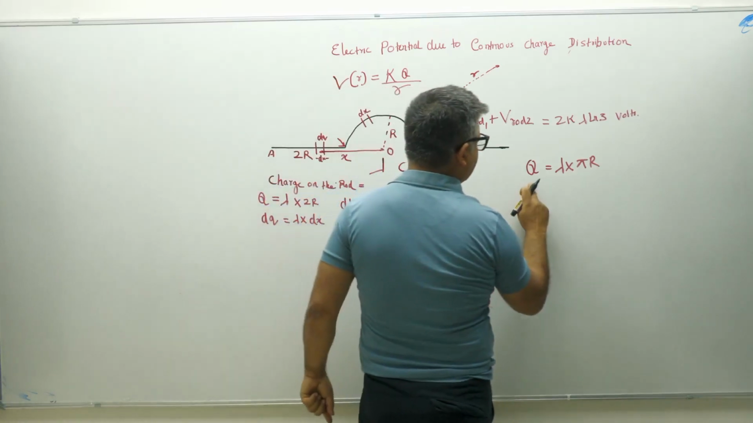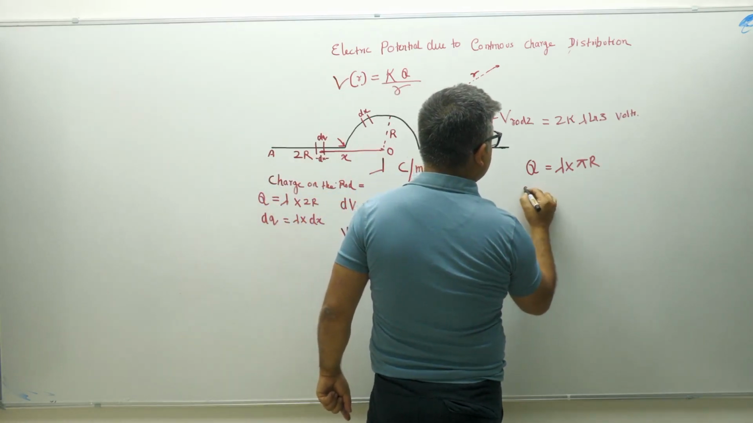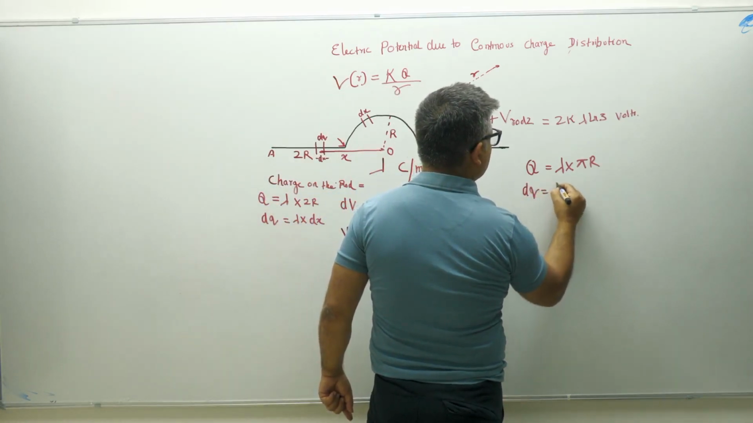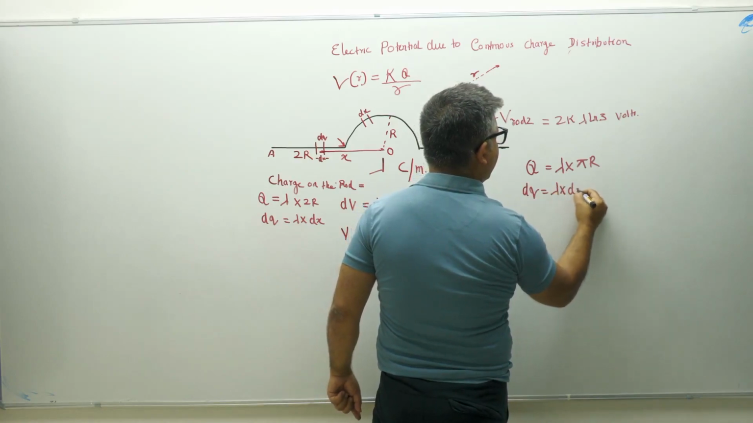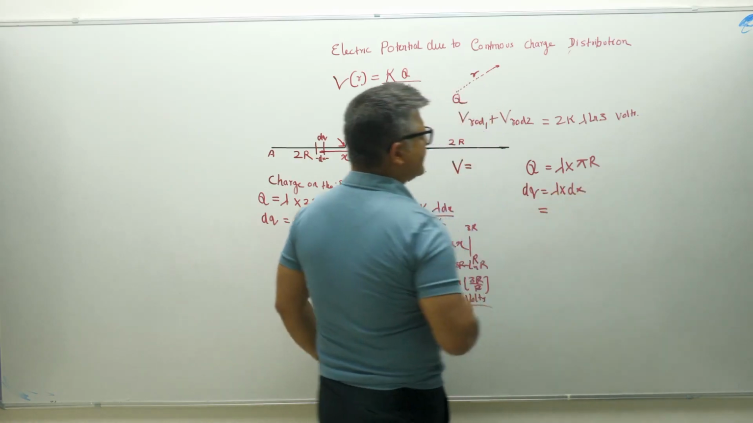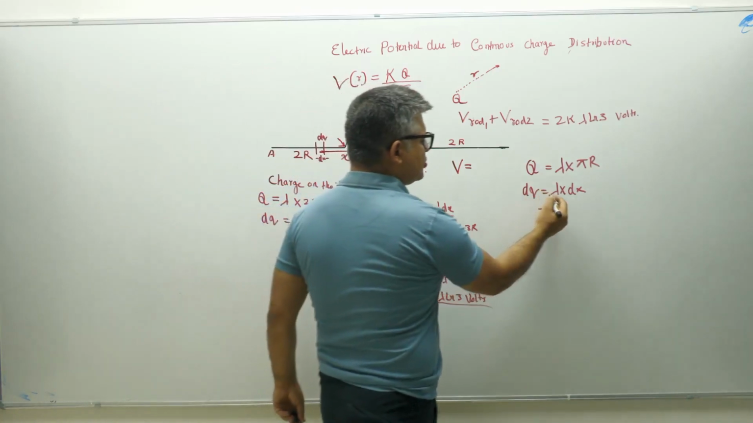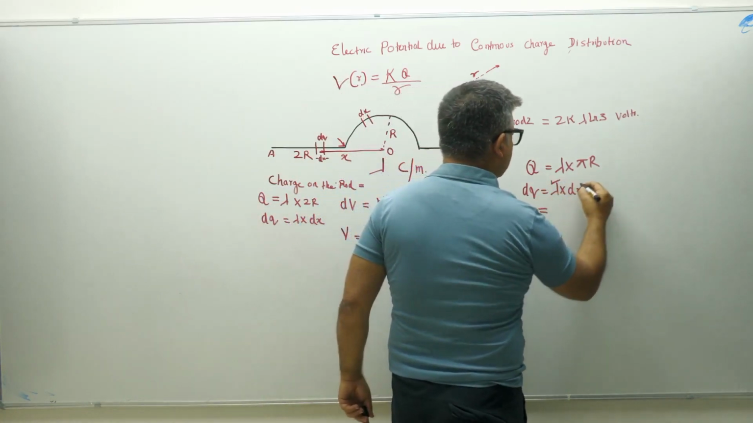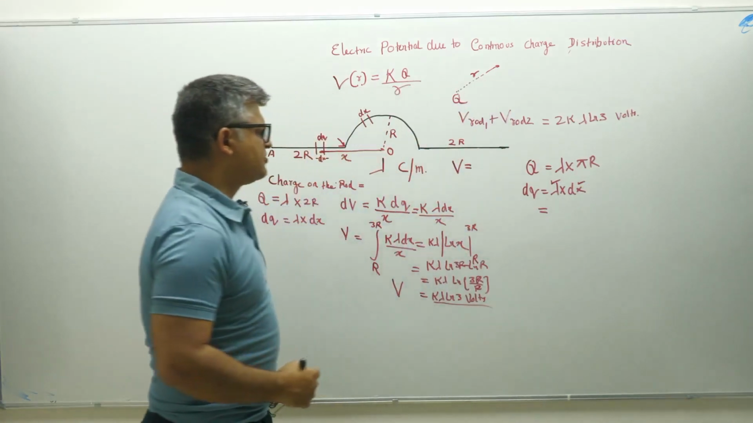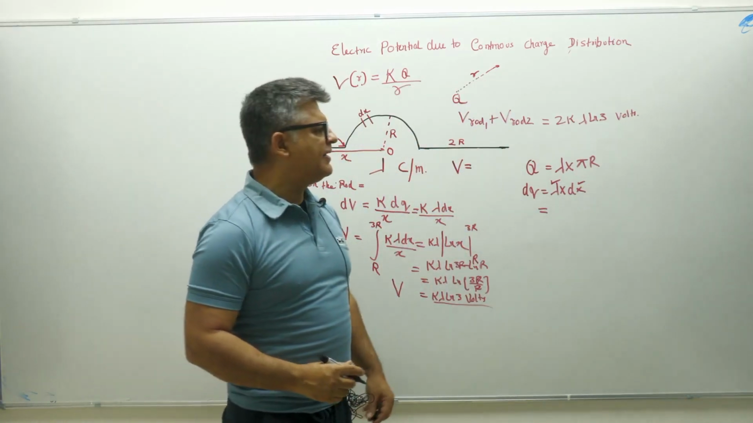So I will find dq is equal to lambda multiplied by dx. And the value of lambda is known to me, so I don't need to worry about it. So I just write it as dq is equal to lambda dx.